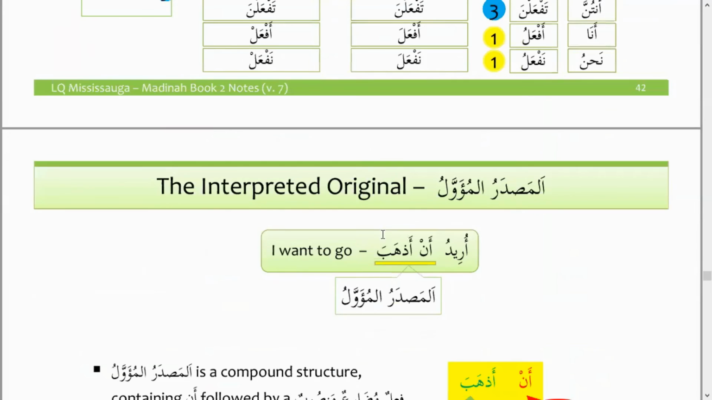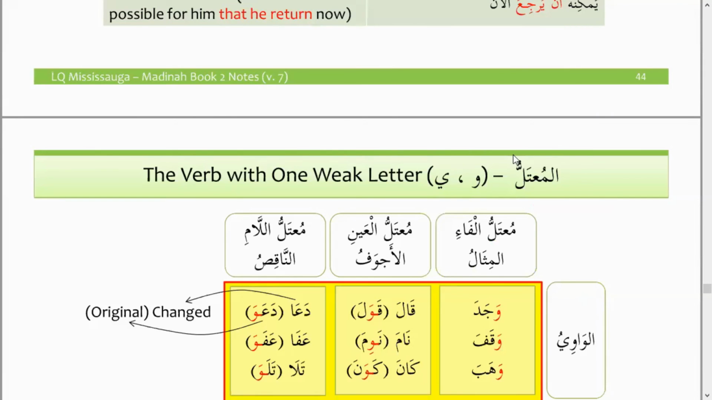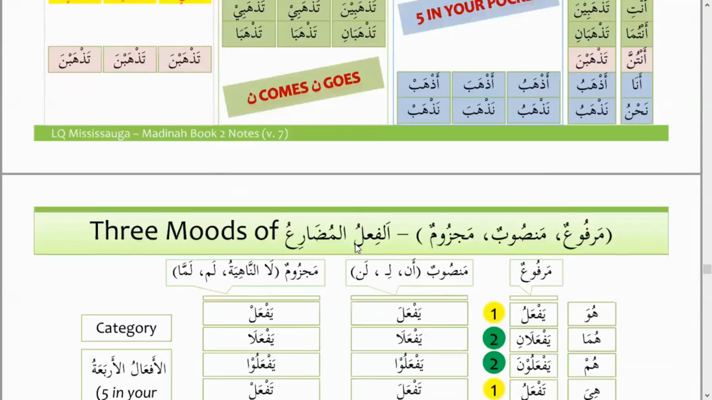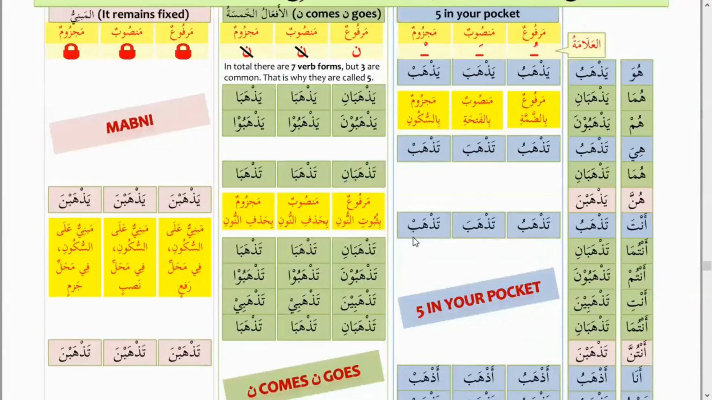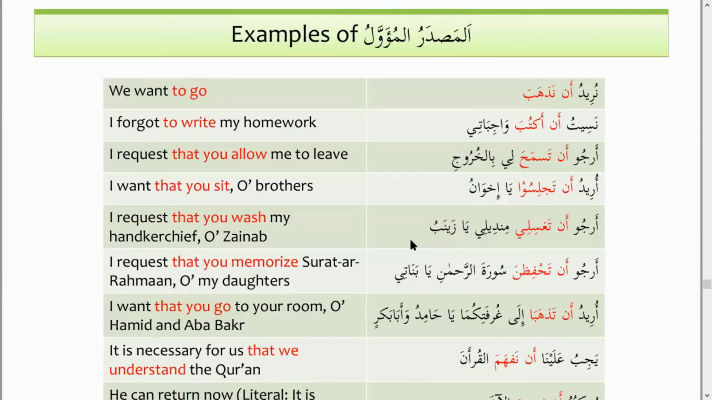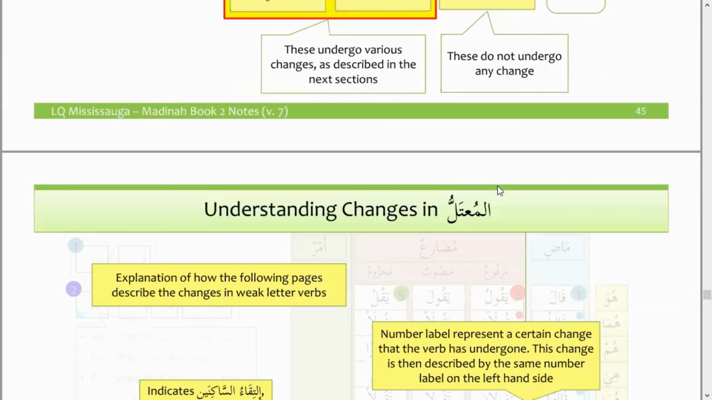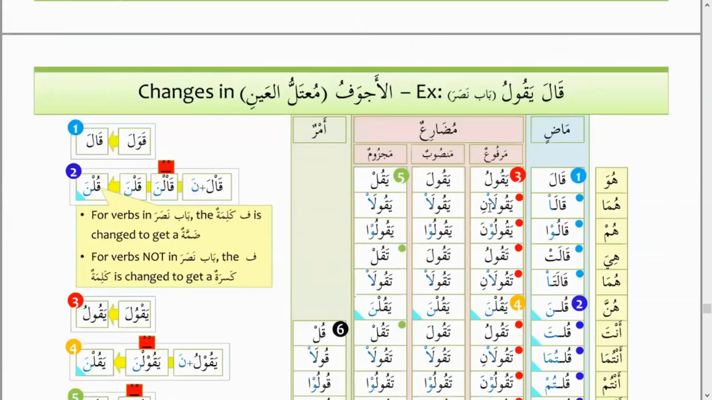Again, he gives masdar mu'awwal. I want to do this tomorrow, inshallah. Right? And I won't go into fail amr, maybe we'll just read it a little bit. But I want to do all the weak letters. Right? All the mu'tal al-fa, mu'tal al-ain, mu'tal al-lam. In just brief. We already did a lot about this.